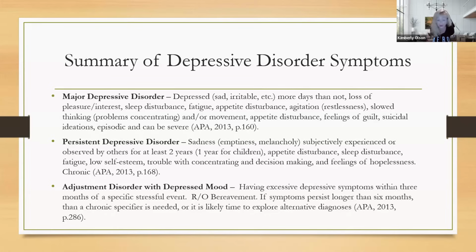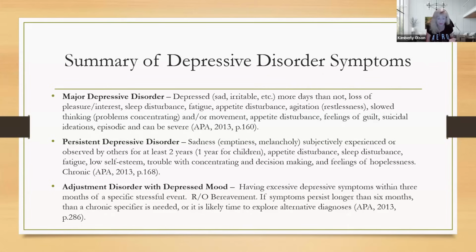Persistent depressive disorder: sadness, emptiness, melancholy, which, by the way, can almost look like amotivational syndrome. Like if somebody smokes a lot of pot for a long time, where they've got a little bit of amotivation, or I really just don't give a shit. I don't want to get up. I'm not sure I want to move from the couch. And the person may or may not subjectively experience this as depression.